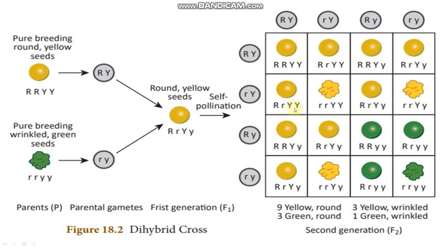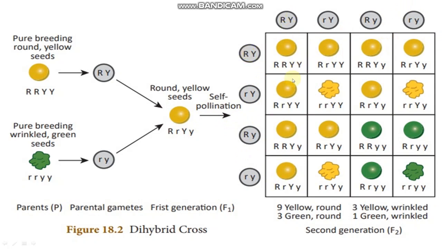Now this is the parental gamete. This is also a diagram of a dihybrid cross. I just want to tell you, see, this is the parental seed. This is the dominant character. This is the recessive character. Gametes are like this, capital R, capital Y, small y. And this is the F1 generation forming here. And after self-pollination, it will be formed like this, capital R, capital Y.